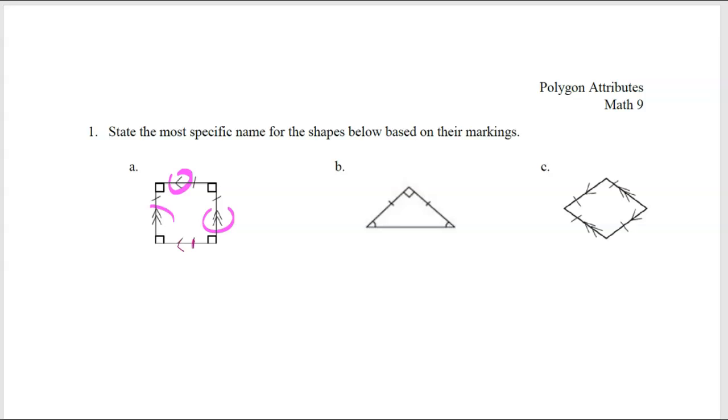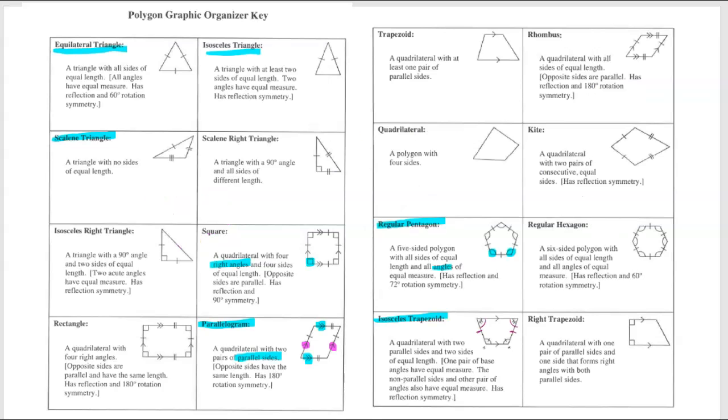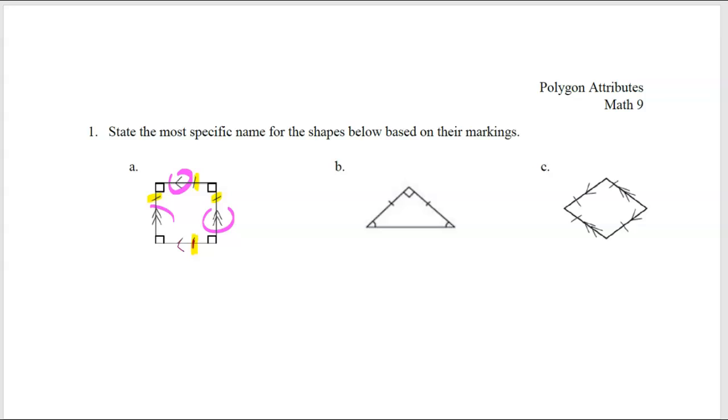But the most important tell, right, is actually right here. This tick mark. There are tick marks on all 4 of the same sides. So when I put all 4 of these pieces of information together, it kind of looks like it should be a square. So this example is a square.